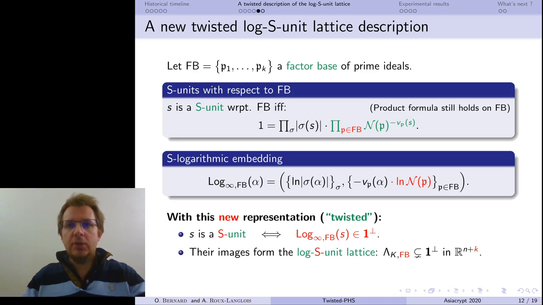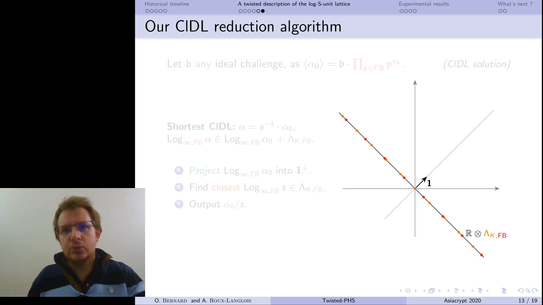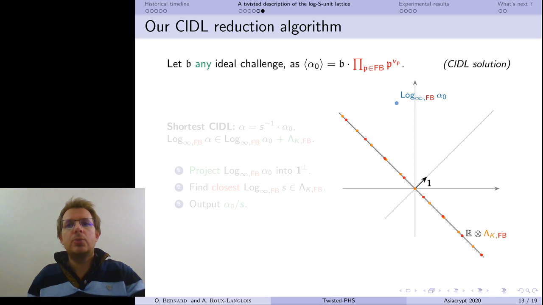So with this formalism, everything goes really the same as for units, and you can draw as before the log S unit lattice. This is a stylistic version of the log S unit lattice, because you should expect some symmetry around 0, but since I don't have many dimensions on my slide, I just took the liberty to remove some points. And as before, let B be any ideal challenge, and we will consider that the class group discrete logarithm has been solved, so that we can write that alpha 0 generates an ideal which is B times some product of prime factor base ideals. And I can use my S logarithmic embedding to map alpha 0 inside my S logarithmic space.